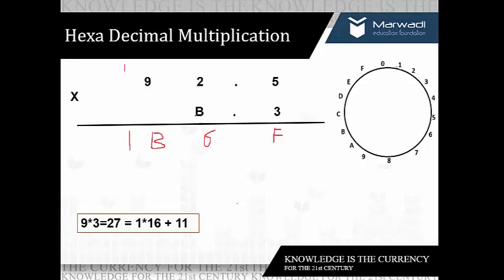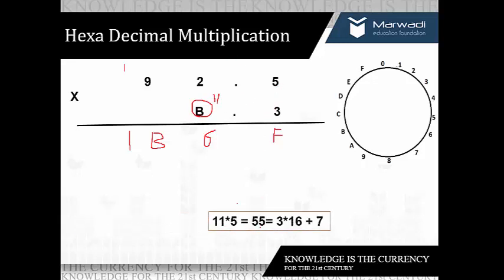Now here B is equivalent to 11, so 11 multiplied by 5 is equivalent to 55, which can be split as 3 into 16 plus 7. I will put over here 0 and 7. 3 would be carried forward to the next bit.